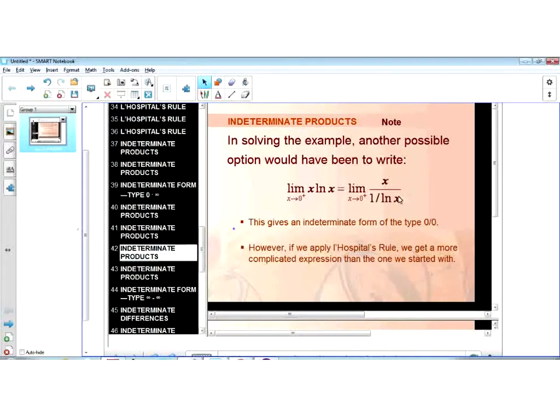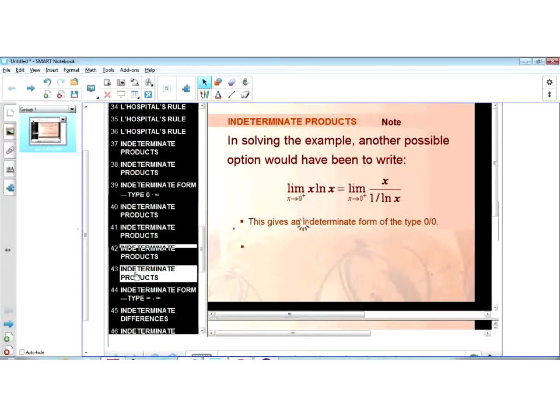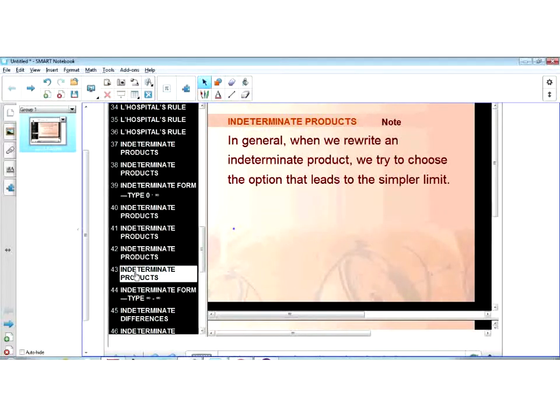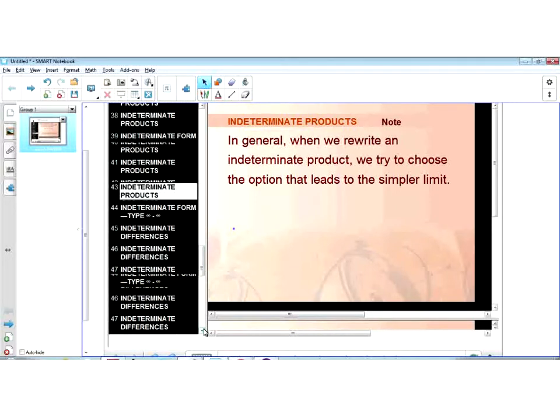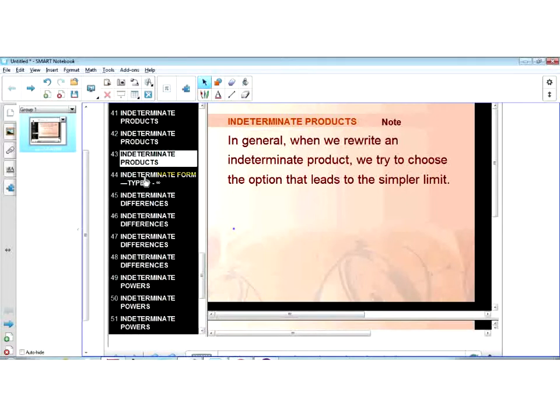Or you could do it the other way. You can convert it to a 0 over 0 type. Doesn't matter. You try to do it the way that leads to the simpler limit.